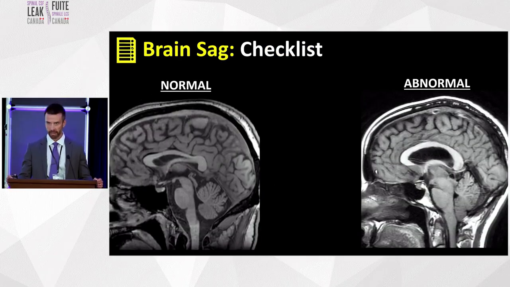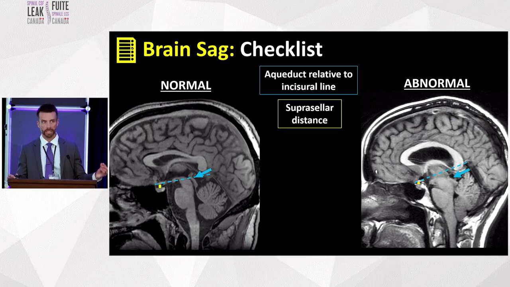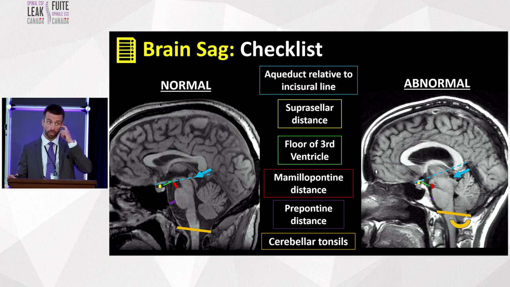When I'm looking for brain sag, I'm going through a mental checklist. I'm drawing a line, either directly on the screen or in my head, an incisural line approximating the tentorial incisura, and asking: is the aqueduct at or above that line, or slightly below it, as shown here? I'll measure the suprasellar distance, the distance between the pituitary gland and the optic chiasm. That is a result of both sag and engorgement of the pituitary gland. I also like the floor of the third ventricle: is it flat or upsloping, or slightly downsloping? We can measure our mammillopontine and prepontine distances, which we'll discuss in a little bit. And then, of course, we can look to see whether the cerebellar tonsils are descending below the foramen magnum.